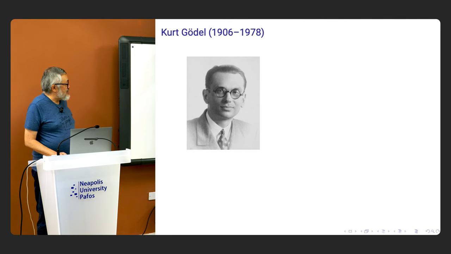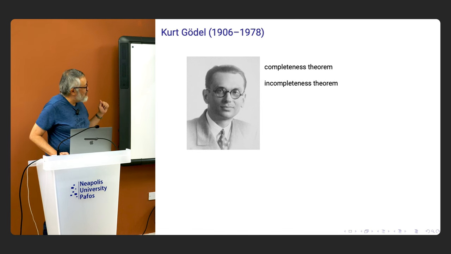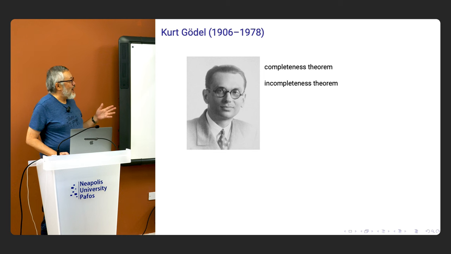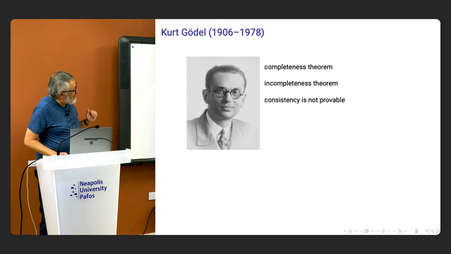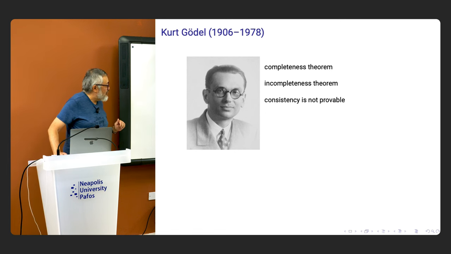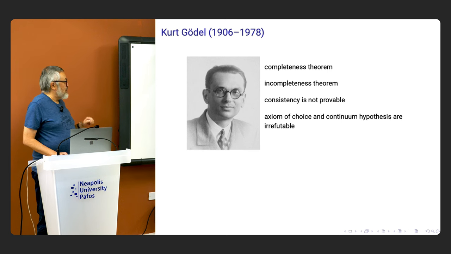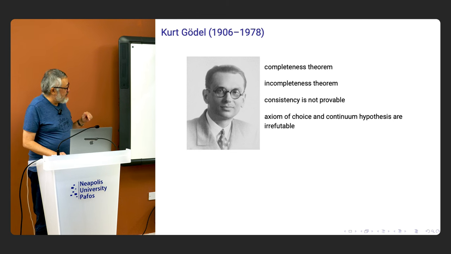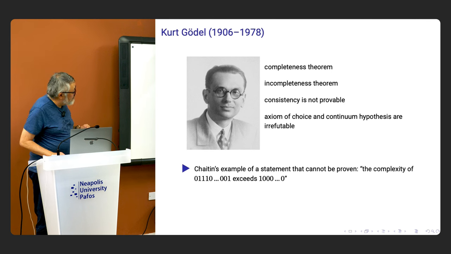There are some mathematical results. There is the known theorem of Gödel, who invented a lot of things. There is the completeness theorem and the incompleteness theorem, which confuse people: how can you prove completeness and incompleteness at the same time? But they are about different things. And he proved that you cannot prove that a formal theory is consistent, that is, that you cannot prove a false statement. He also proved that the axiom of choice and the continuum hypothesis are compatible with set theory if the set theory is consistent by itself. And there is also a change in the form of Gödel's theorem.